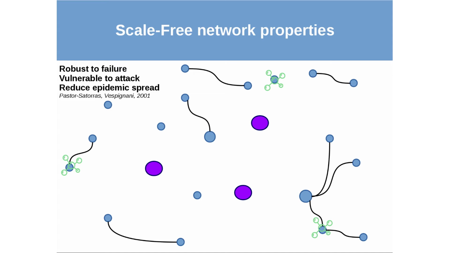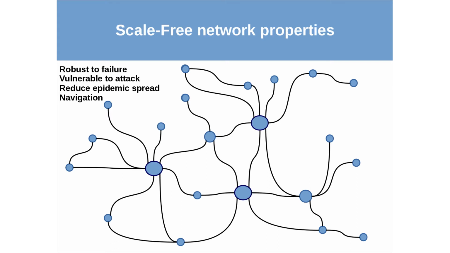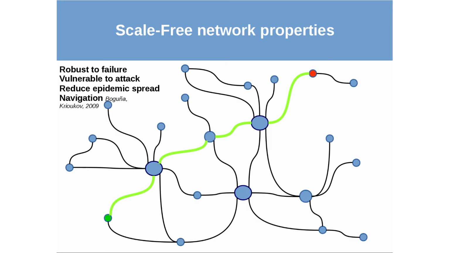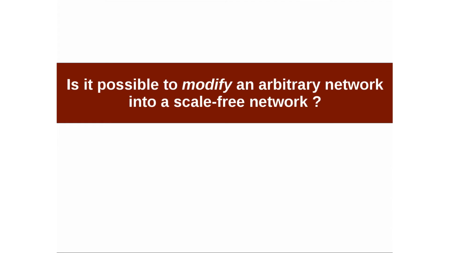A last example of a remarkable property of scale-free networks is network navigation. Network navigation is the problem of going from a starting point to a destination point just by knowing the position of the neighbors of the current node and the position of the destination. In 2009, Boguñá and Krioukov showed that it's possible in a scale-free network to design a method giving a road really close to the best road. These are some of the best known properties of scale-free networks, but there are other ones, and some are still discussed.